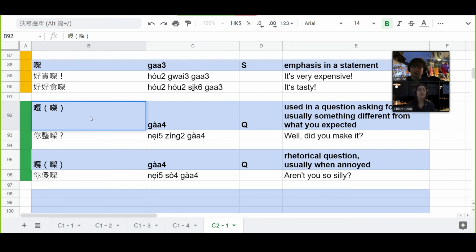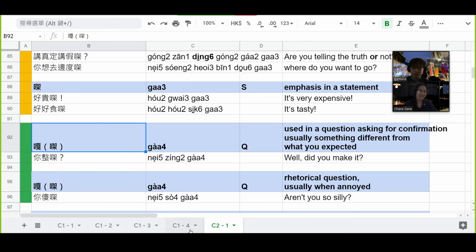So, yeah, I will be just using this one. Similar to the fourth tone, this one can only be added to a statement. You cannot add it to a question, because you use the fourth tone to make a statement become a question to ask for confirmation. But the difference is that it does not add much meaning to the question.